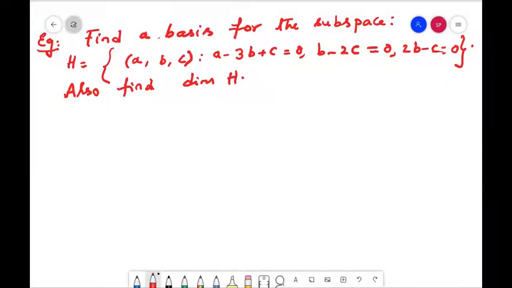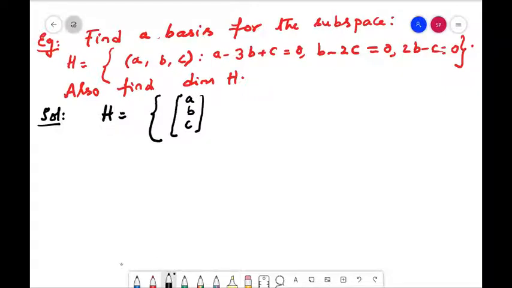Our next example is find a basis for the subspace H equal to the set containing the vector ABC such that A minus 3B plus C is equal to 0, B minus 2C is equal to 0, 2B minus C is equal to 0. Also find dimension of H. In this problem, we are given here that H is spanned by a vector. What is that vector? ABC is given. That is, it is spanned by ABC.